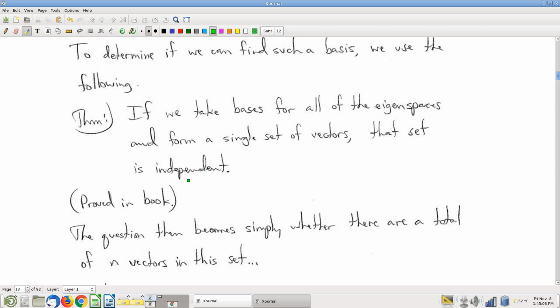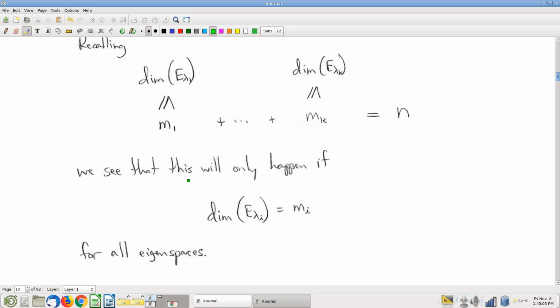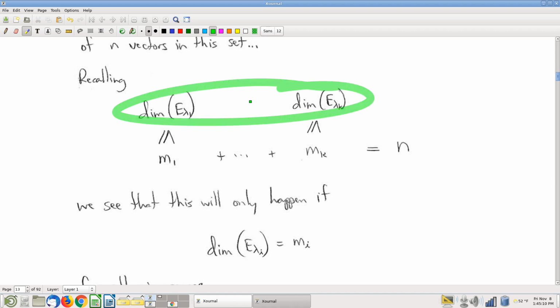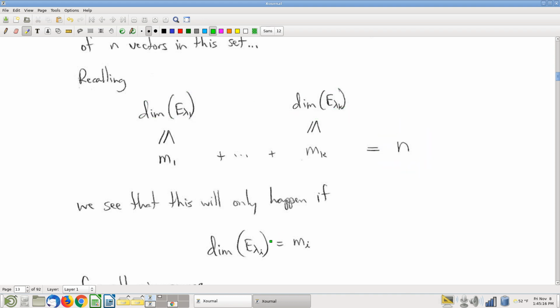Okay, so our concern then, will we be able to make a basis? Well, it all comes down to, is the number of eigenvectors that we find equal to the number of eigenvectors that we need? In other words, we just need to know for each eigenvalue that there's no missing eigenvectors. Let's see an example.